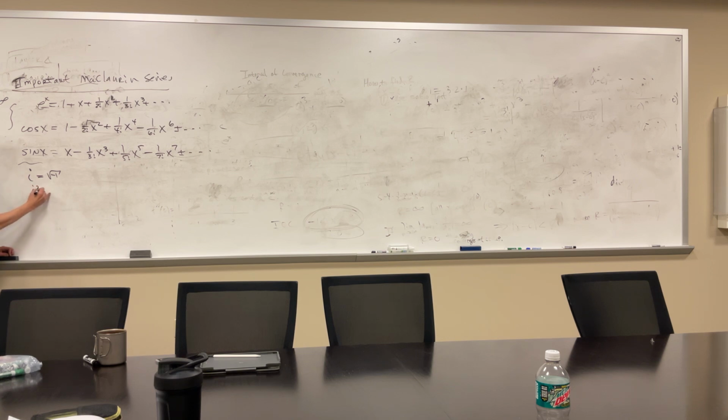Imaginary number. What's i squared? Negative 1. What's i cubed? It's i squared times i, and i squared is negative 1, so it's negative i. Imaginary numbers, right? What's i to the 4th? It's i squared times i squared. Minus 1 times minus 1? 1. What's i to the 5th?